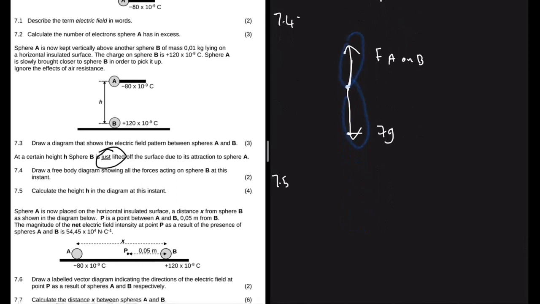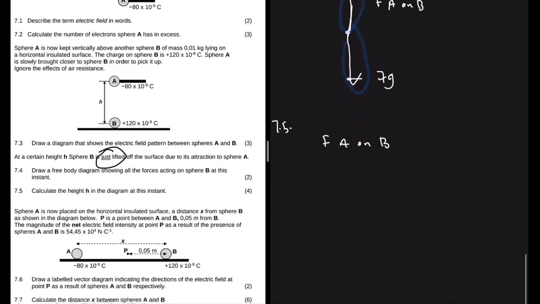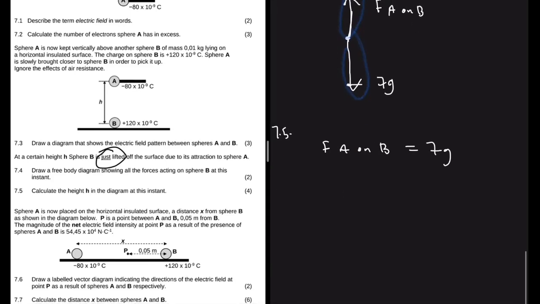And then 7.5 says, calculate the height h in the diagram at this instance. So we're definitely going to use the free body diagram of sphere B, because that's the only information we have. So we're going to say that FA on B is equal to Fg. So FA on B will be K Q1 Q2 divided by R squared, and Fg will be the mass multiplied by the gravity.